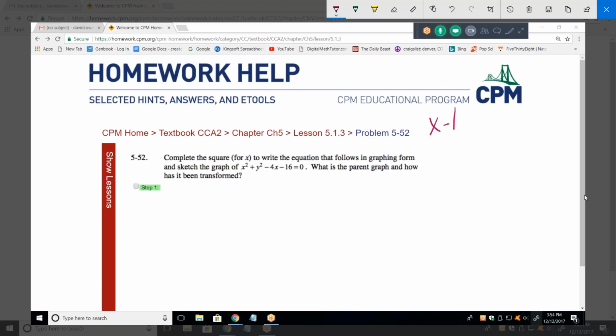x minus h squared plus y minus k squared equals the radius of the circle squared. So that's what we want to turn this into. If we can make it look like this, h and k are the center of the circle. H is the x-coordinate, the x-center, and k is the y-coordinate for the center. And r is the radius of the circle. So if we know h, k, and r, we can graph it.